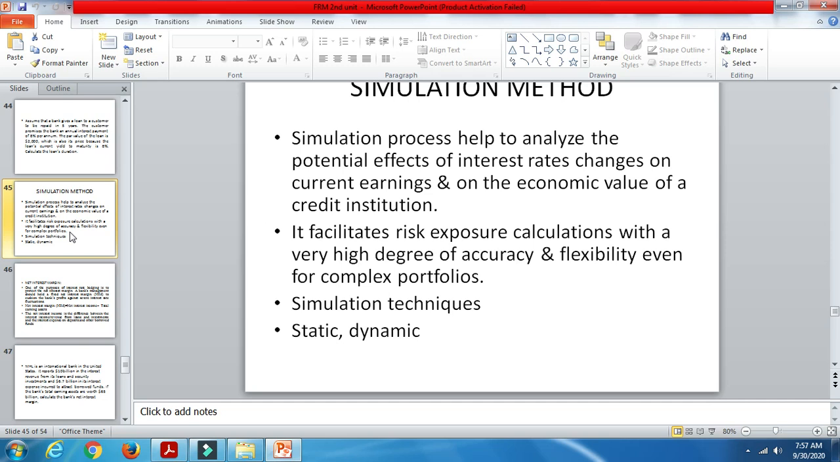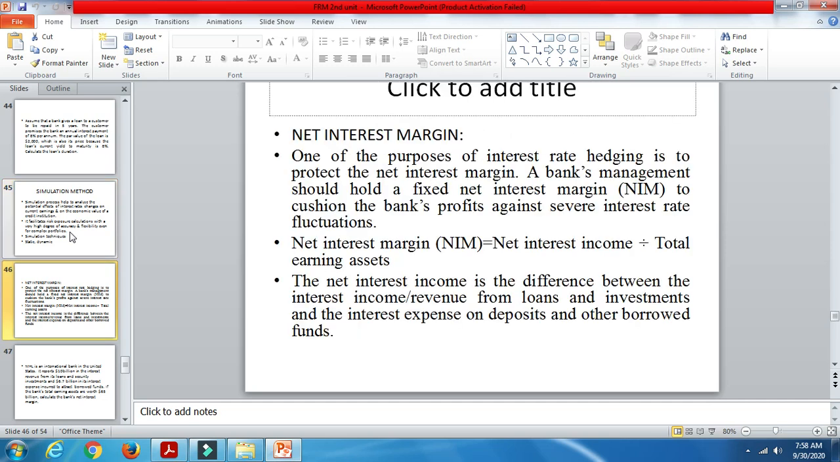The various types of risks that are affected in the dynamic simulation are rate level risk, volatility risk, reinvestment risk, basis risk, yield curve risk, and call and put risk, prepayment risk. This I have already discussed in my last class, so I'm not going to repeat it again. If you want, you can go through my previous video.